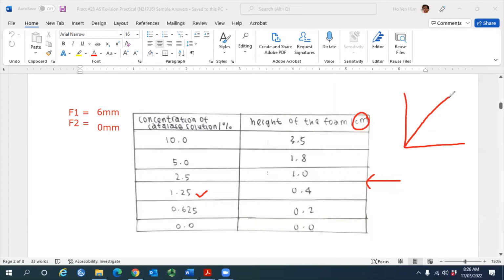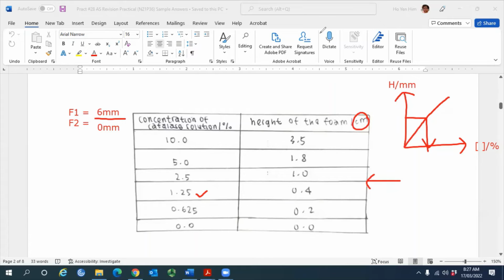So once you draw the best fit curve for the graph of height of foam versus the concentration, so this is height of foam in mm, and this is concentration in percentage. Then you can interpolate based on 6 mm here. For 6 mm of the height, what is the concentration? So this is the best way. You already got the results, just plot the graph and interpolate from the graph. This is the best way, okay?